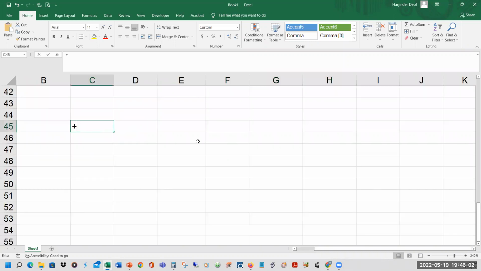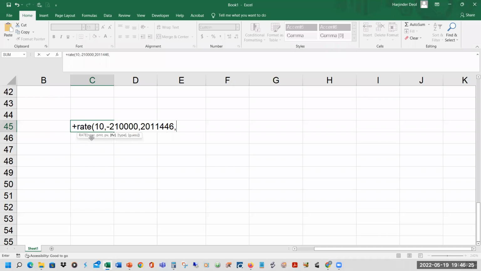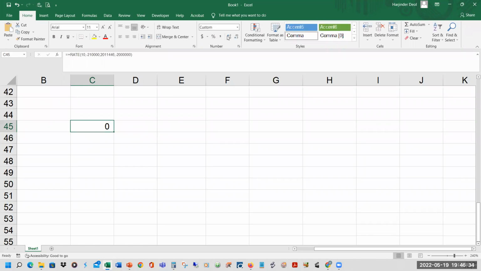if I type in rate, Excel tells me what inputs it needs. First it wants the number of periods, so I type 10. What is the payment each term? The payment is 210,000. The present value, 2,011,446. Face value is 2 million. Then I close the bracket, and since I'm looking for a percentage, I click percentage. Now it's showing 10. Certainly there must be more decimals, so I'm going to increase the decimals.